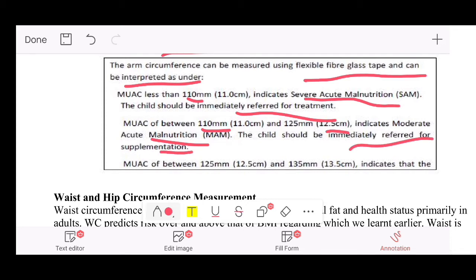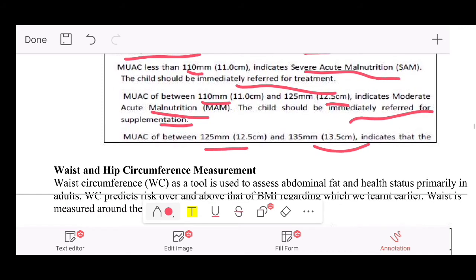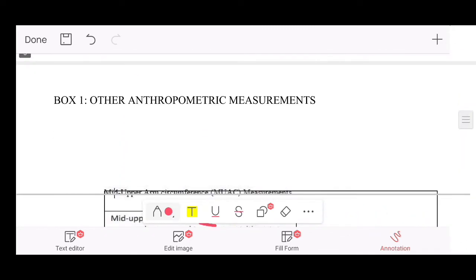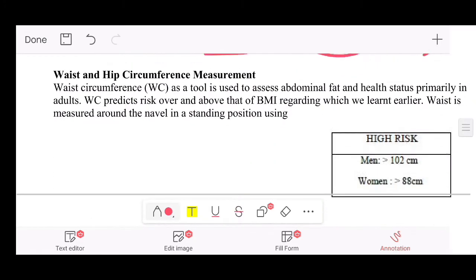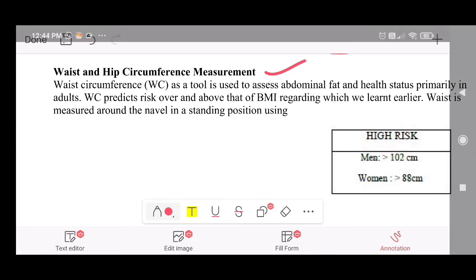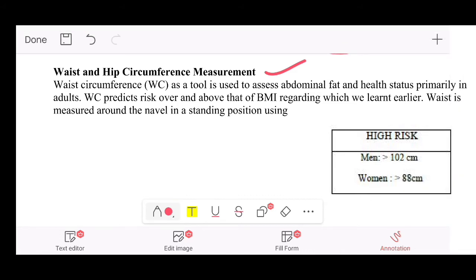MUAC between 125 mm, 12.5 centimeters, and 135 mm, 13.5 centimeters, indicates that they are in good condition. Okay, next, here we have seen only the mid upper arm. Here we will see the waist and hip circumference measurement, meaning whether the waist and hip are in proper measurement or not. By seeing this, we can also say whether this child is in proper weight or not.